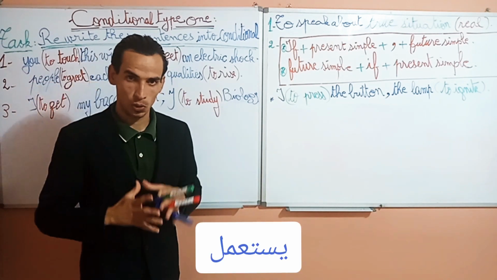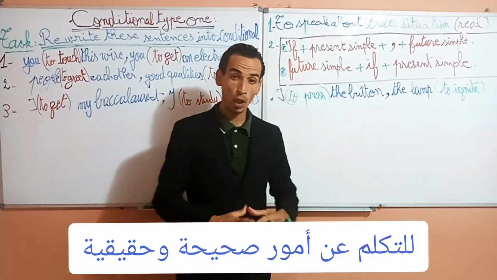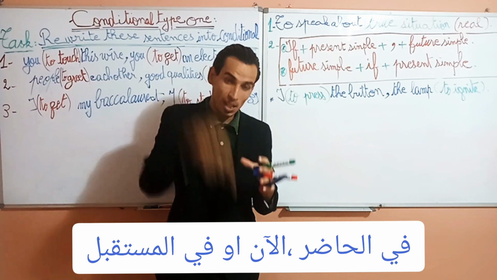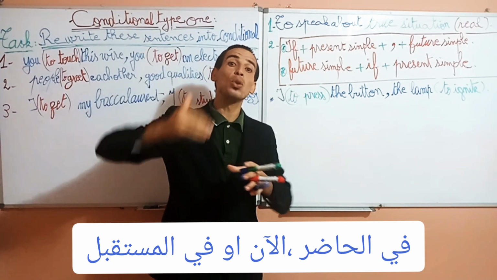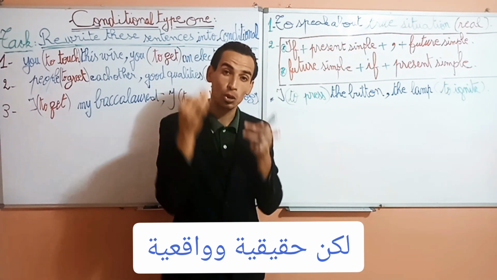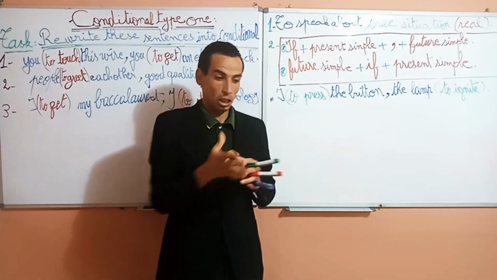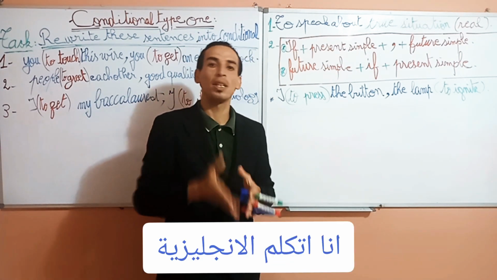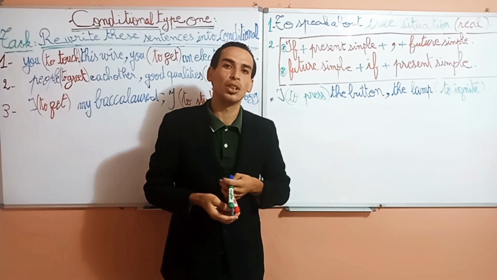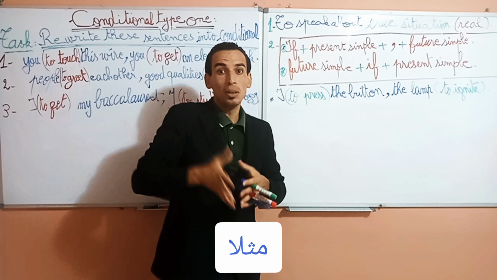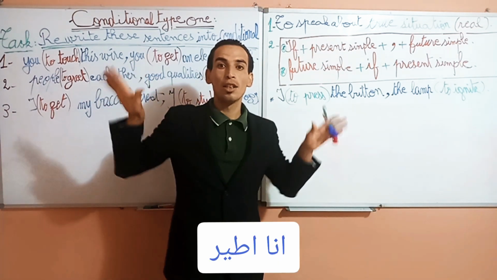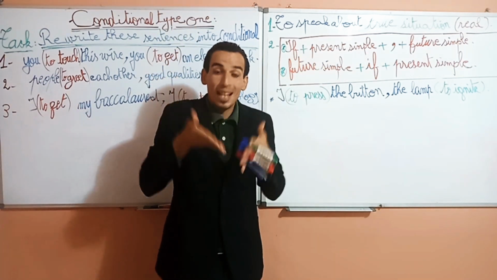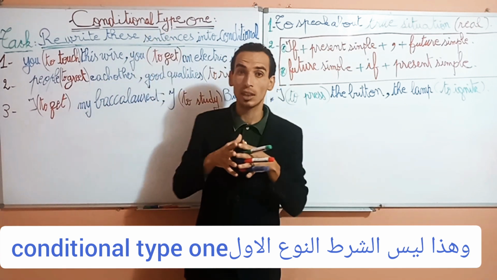Conditional type 1 is used to speak about true, correct, and real situations in the present, it means now, or in the future, but real and correct. Example, like we say, I play football, I travel to France, I speak English. This is conditional type 1. Examples, I fly. This is imagination and not correct. And this is not conditional type 1.